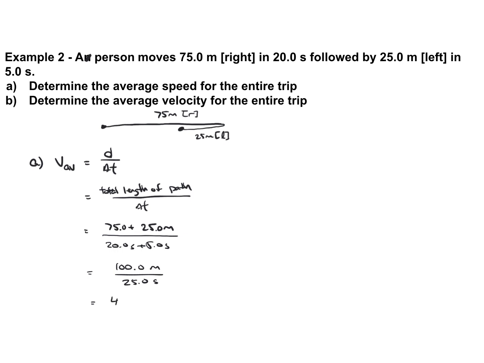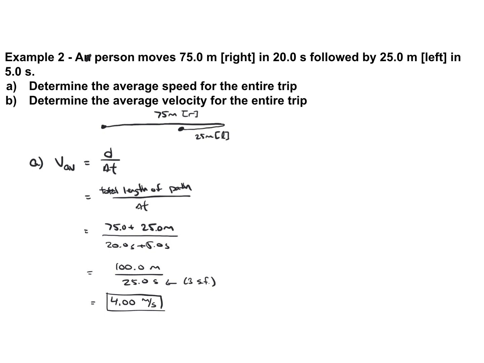However, with significant digits, there should be 3 significant digits due to the denominator here. So the answer of 4 only has 1 significant digit, but I need 3 significant digits. So I actually need to put 4.00 and then the units. Okay, this is the correct final answer. If you just left it at 4, you would lose half a mark.